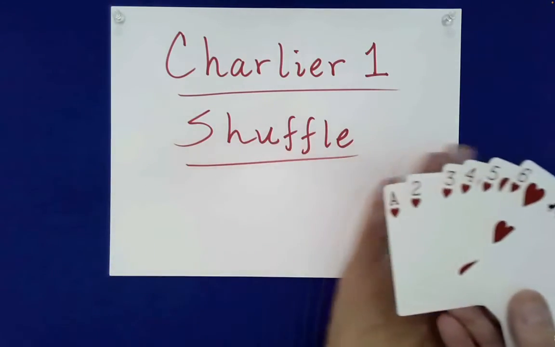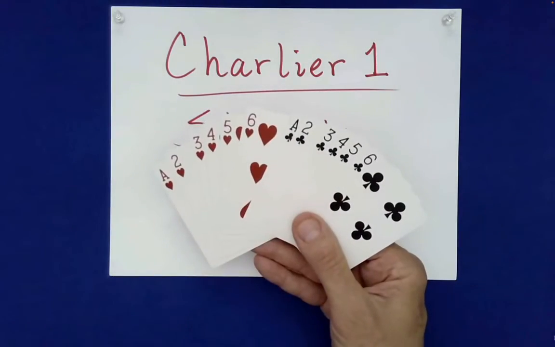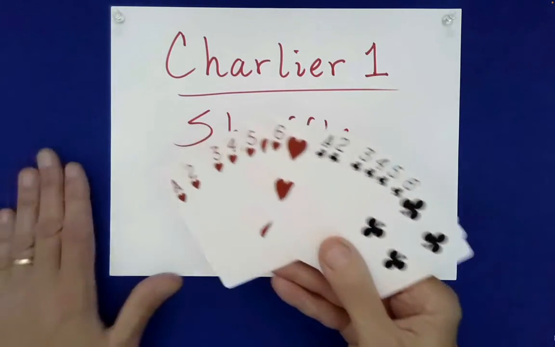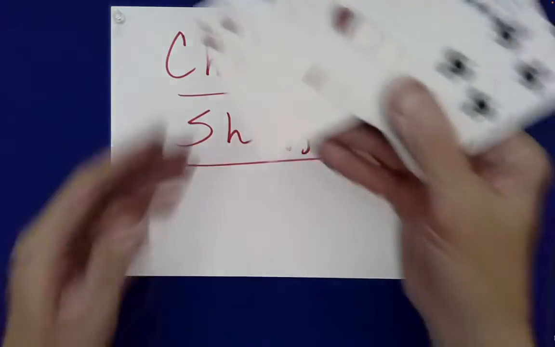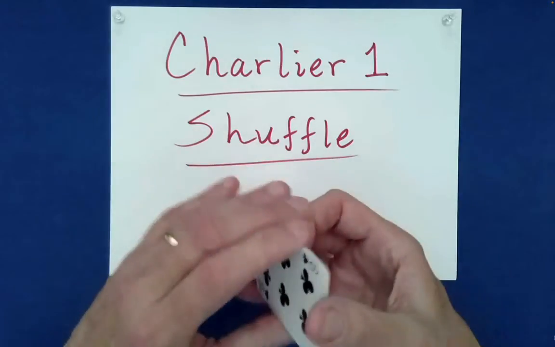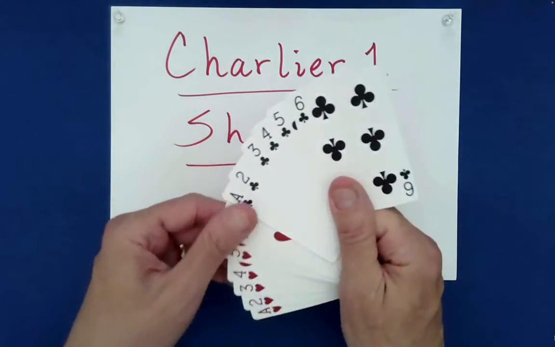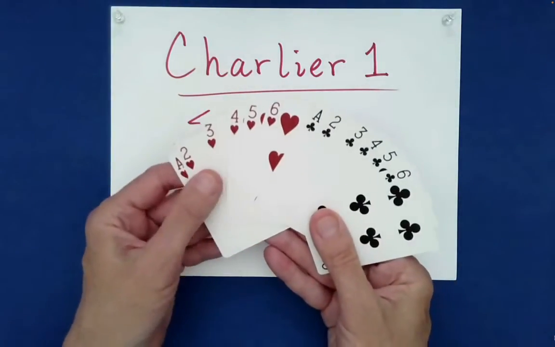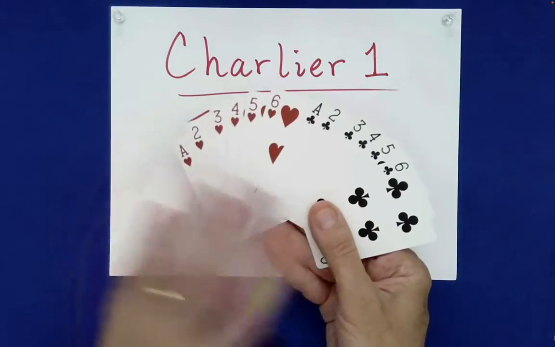So the top 6 would be the hearts, 1, 2, 3, 4, 5, 6. And then the bottom 6 would be the clubs, 1, 2, 3, 4, 5, 6. Okay. Now, that's in contrast. So this is cyclic. That's the important thing. What's cyclic again? That's where you have a pattern that repeats 1 or more times.